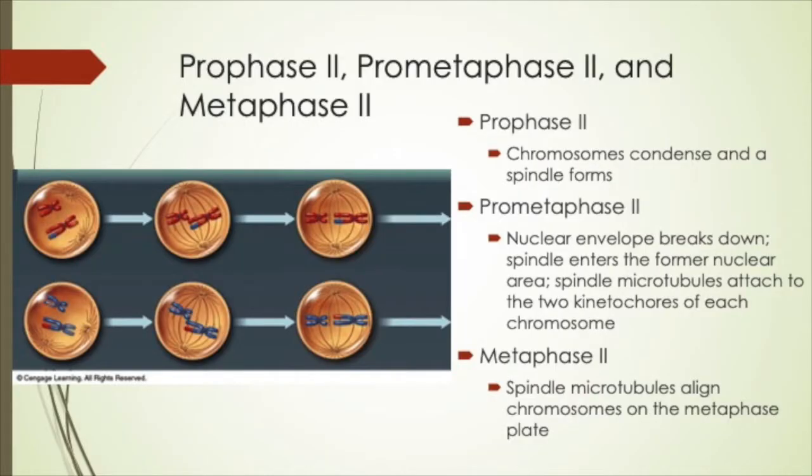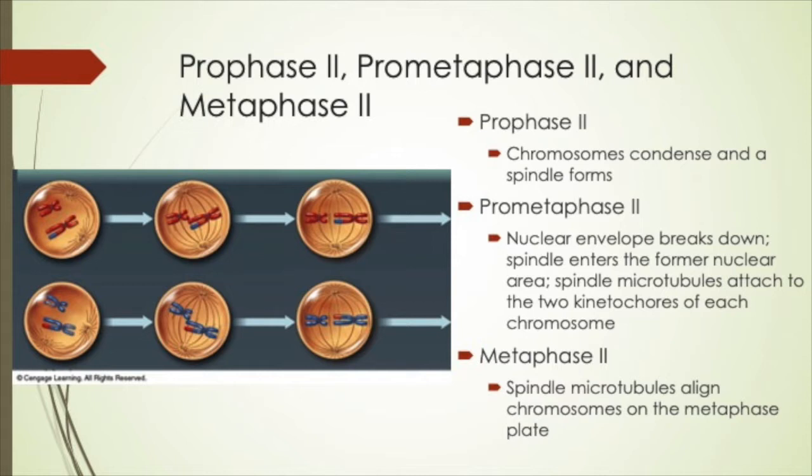So in interkinesis, there's a cleavage point in between the two cells, okay? Or if it's a plant cell, there's a plate that forms in between the two cells. It's called interkinesis because it's between two meiotic phases. Then we get into prophase 2.